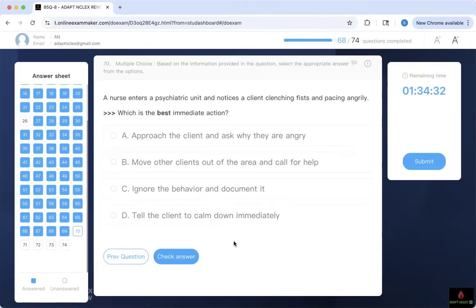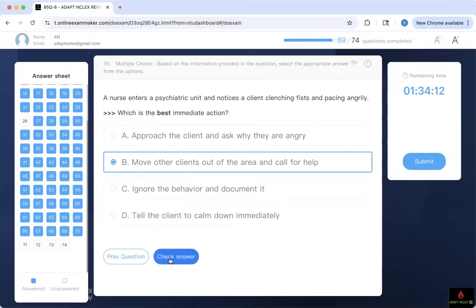I try to create a bunch of safety questions so that you can be comfortable picking them. And you know the right answer is staring at you, popping like candy. Which one is that? What do you think? Move the other client away.